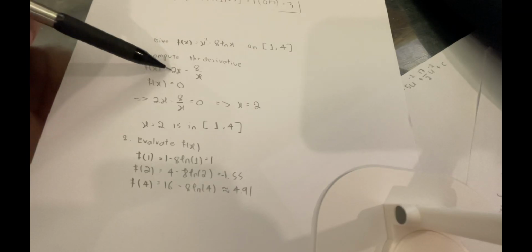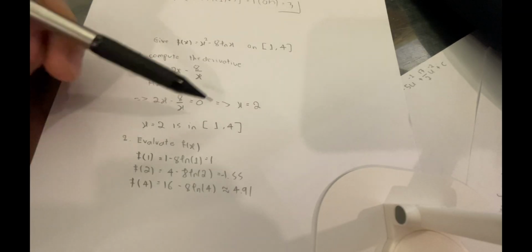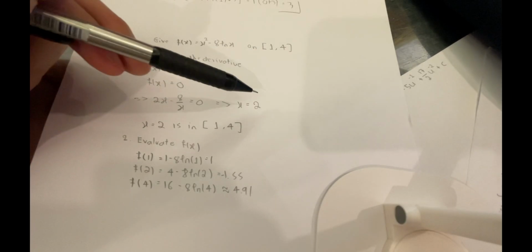We take the derivative and we get f prime of h equals 2h minus ln h. Then we set that function equal to 0, which means this and this is equal to 0. Put it beside each other, and we solve for x equals 2. Then we see x equals 2 is in between 1 and 4, which means this is correct, so we continue.